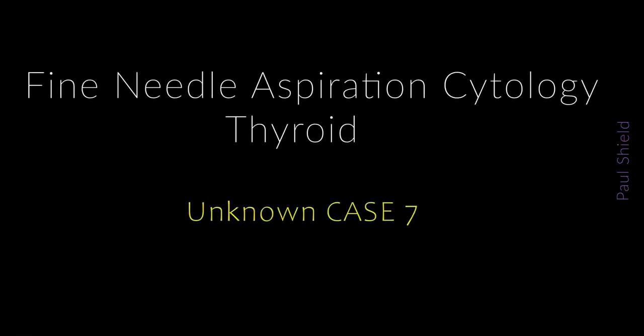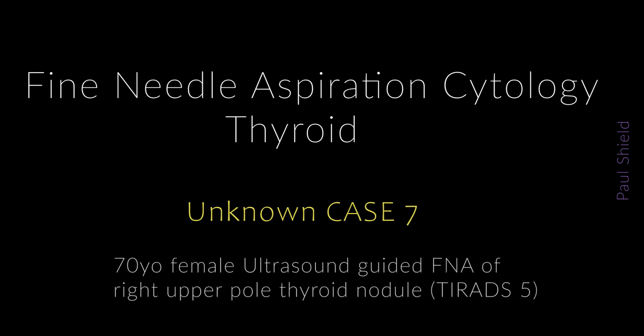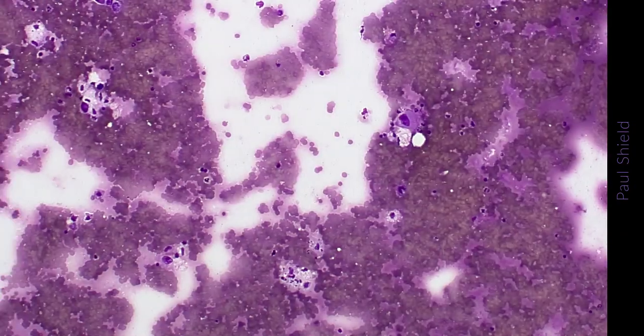Hi everyone, it's Paul. This is an FNA of the right thyroid, a Thyroid 5 lesion on a 70-year-old female. See what you think of it.